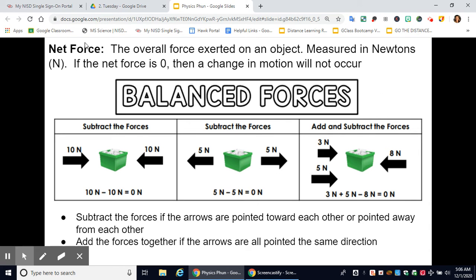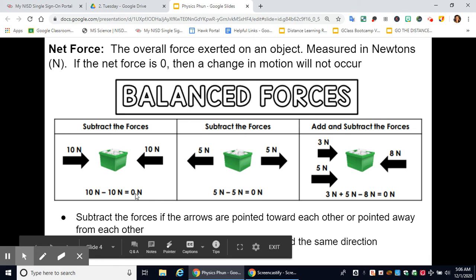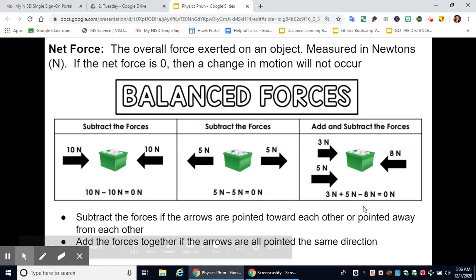So let's talk about net force now. We just used the formula net force equals mass times acceleration, but what is a net force? Your net force is the overall force exerted on an object. It's measured in newtons. If the net force on an object is 0, then the change in motion will not occur. So look down here. If we have a net force of 0 newtons, the object is not going to move. The object's going to be balanced and it will be at rest.